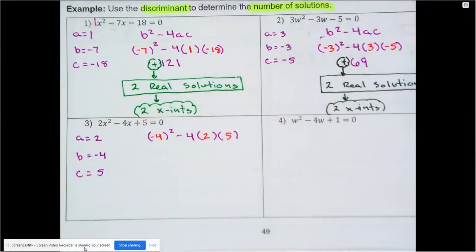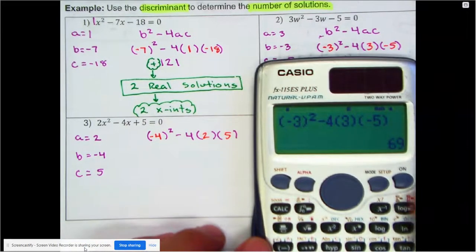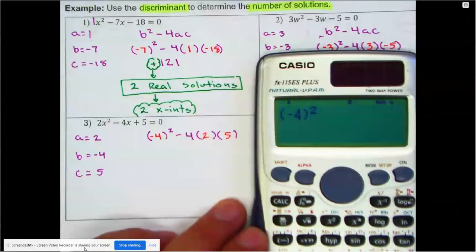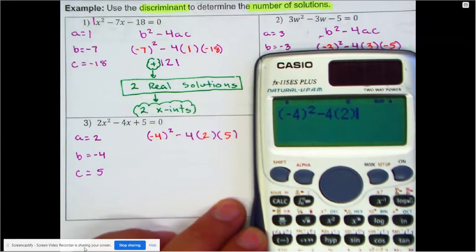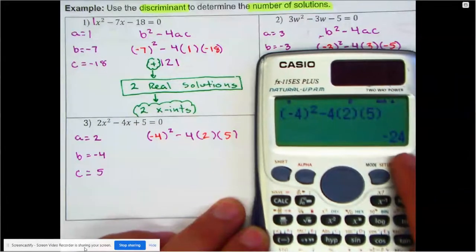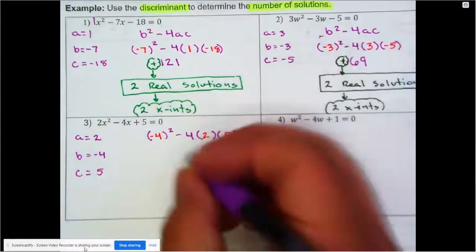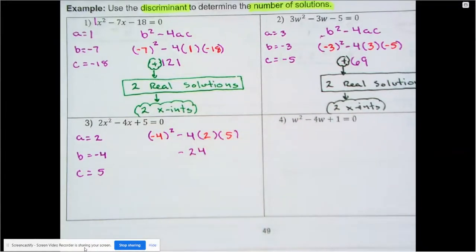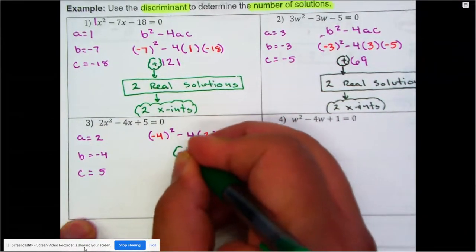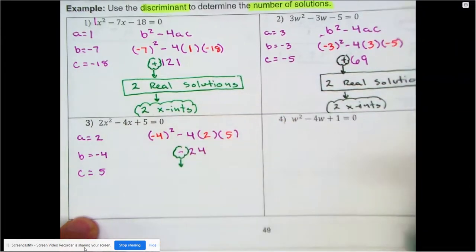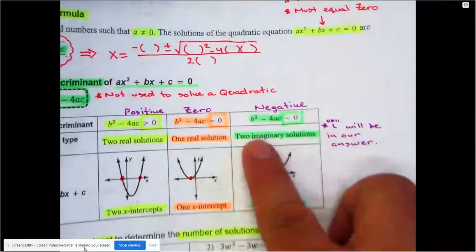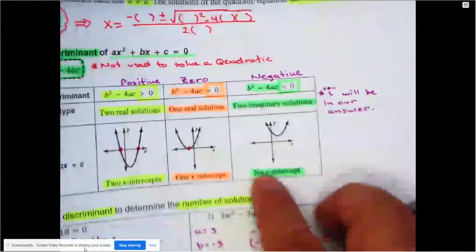And once again, once you fill that out, let's use the tech that we have available for ourselves. All right, so here we go again. -4 quantity squared, minus 4 parentheses 2 parentheses 5. And look at that. We got an answer of -24. And again, the 24 is not the solution to the entire problem. What I'm looking at is this. This is who's calling the shots. And because it's a negative number, look at what we said. If you have a negative value, you're going to have 2 imaginary solutions because it never touches the x-axis. These are imaginary, no x-intercepts.